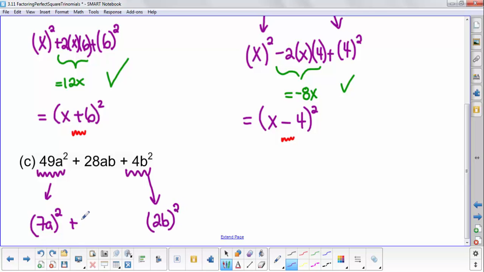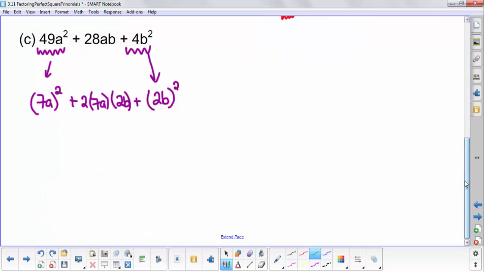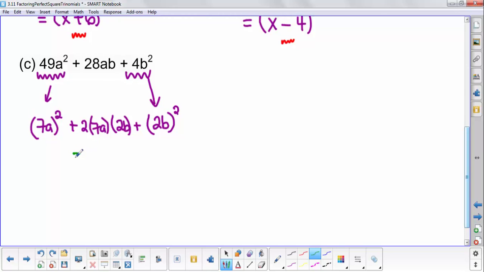Now, does 2 times the square root of the first term times the square root of the last term equal the 28ab that we're looking for? Well, 2 times 7 times 2 gives us 28, and then times a, and then times b. So it definitely is, and we've just verified that it is a perfect square trinomial.